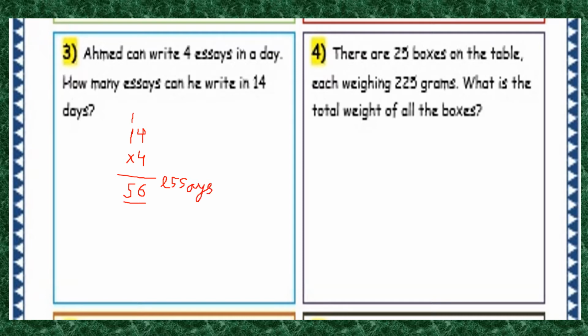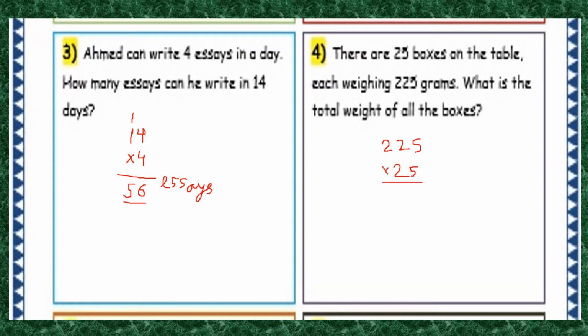Now next question, there are 25 boxes on the table. Okay, each weighing 225 grams. That means the weight of one box is 225. Now number of boxes are here 25. Now you have to tell total weight, children. Total weight of 25 boxes. So what you are going to do? You are going to multiply 225 with 25.